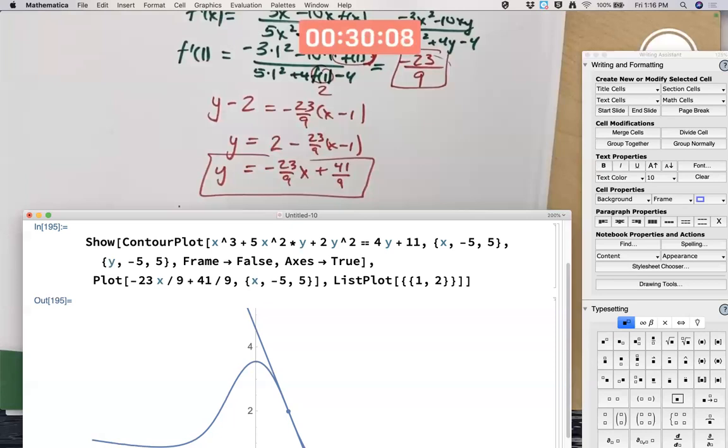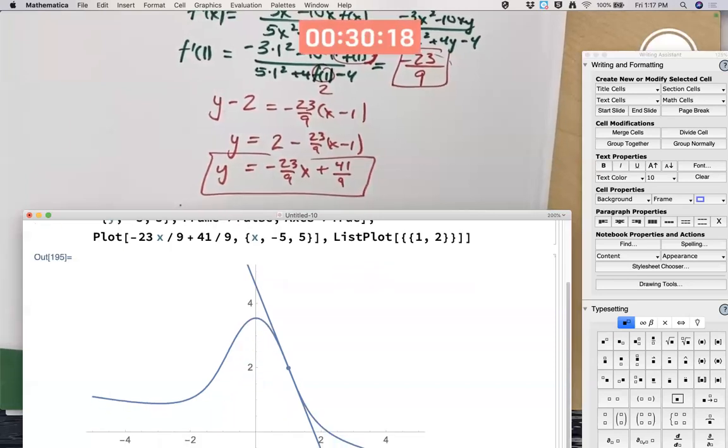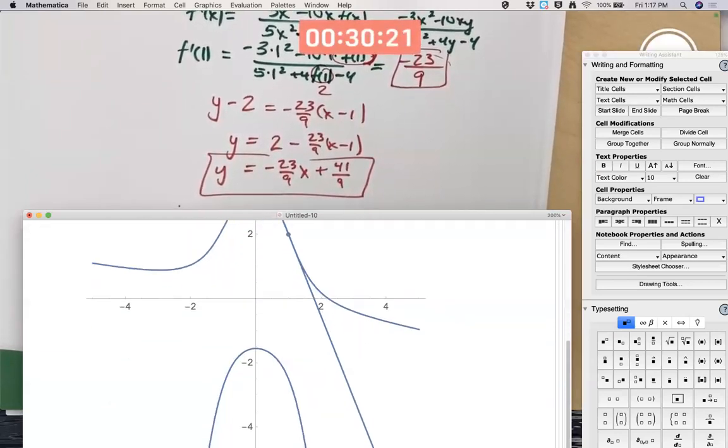Question? Does the Show function in Mathematica, is that just a way to make multiple plots on one graph? Yep, exactly. It combines graphs in the same picture. When will the project be due?